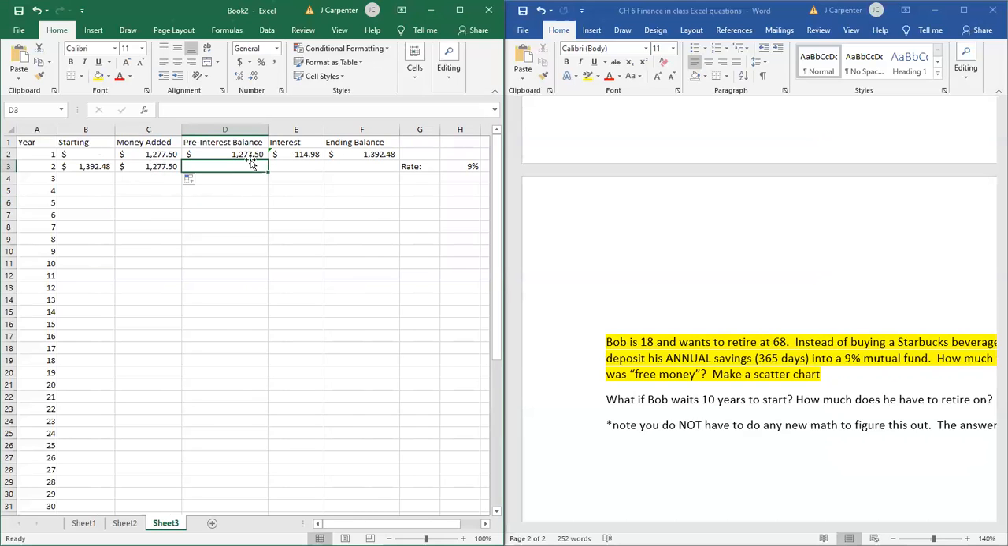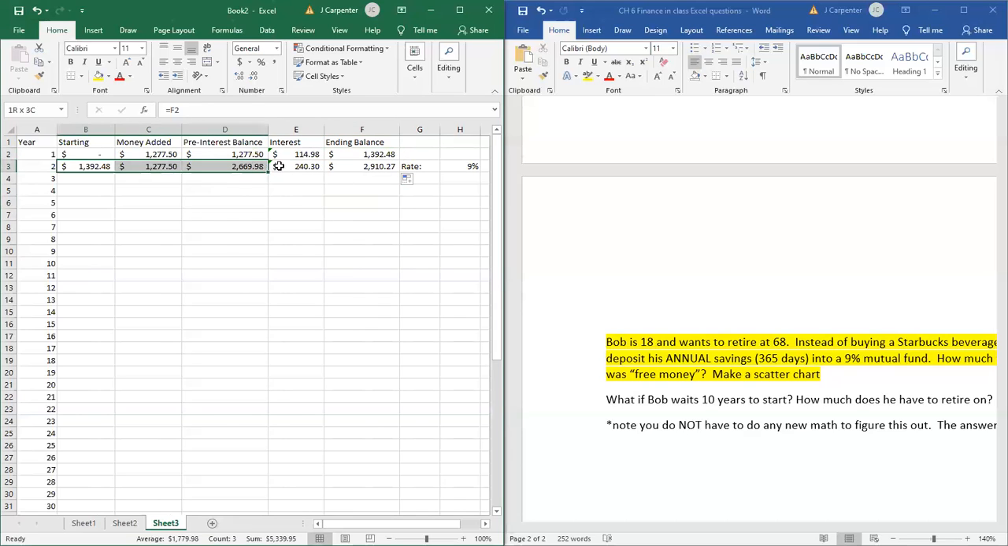The pre-interest balance, well, that's going to be the sum of what we had at the beginning plus what we added. Well, that's a formula we can just drag down. So now we got almost 2,700. The interest formula we can drag down. That was incorrect, so we undo. Grab the fill handle, Mr. Beckner, and drag it down. And wow, we more than doubled our interest that year because we have more than double in the account. Ending balance, you can drag it down.